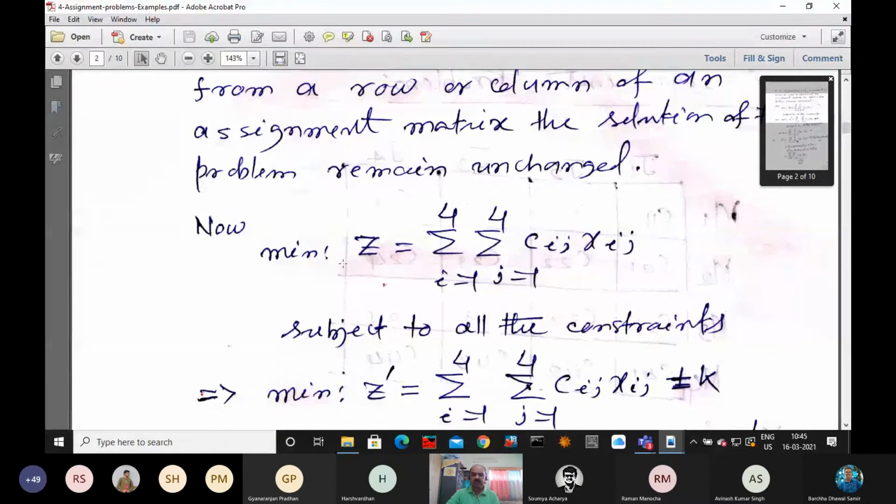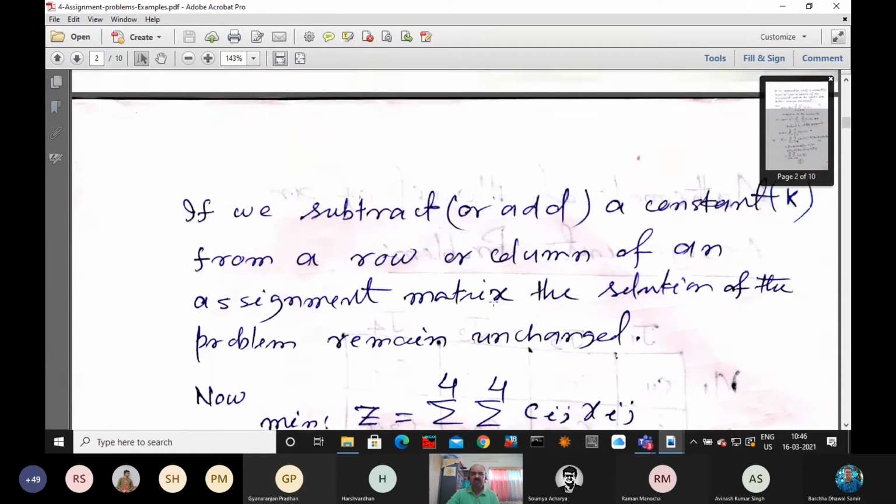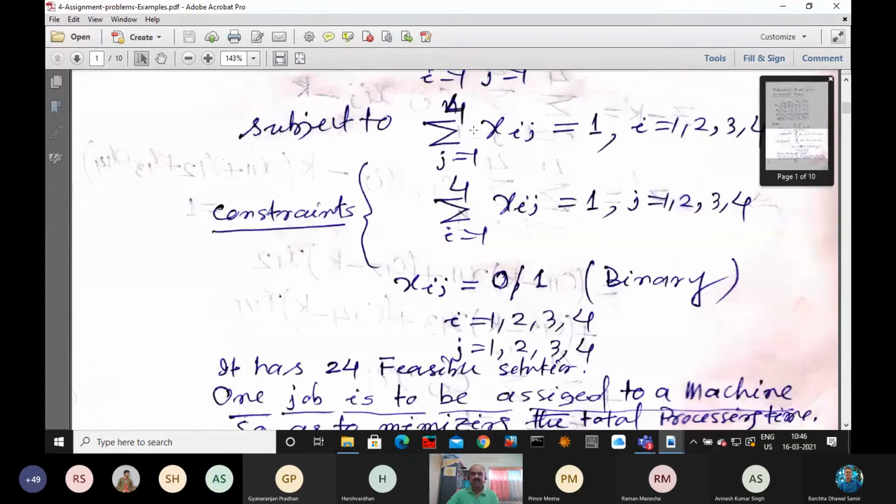Z equals summation over i varies from 1 to 4, j varies from 1 to 4, cij xij. This is the objective function, subject to the constraints. Summation over j varies from 1 to 4, xij equal to 1 for all i, and summation over i varies from 1 to 4, xij equal to 1 for all j. There are altogether 4 plus 4, 8 such constraints, and all will be fulfilled.